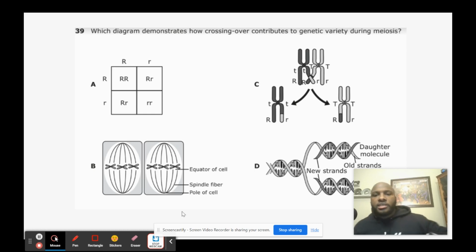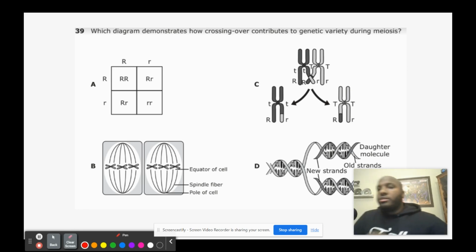This next question says, which diagram demonstrates how crossing over contributes to genetic variety during meiosis? So again, you're given 4 different pictures, not a whole lot to go off of. Hopefully by now we've seen a lot of different pictures of crossing over. Again, this is just very straightforward. If you know what crossing over is, if you remember and studied the pictures we've looked at for crossing over, you already saw this answer right off the top of your head. You already knew that the correct answer would be C.